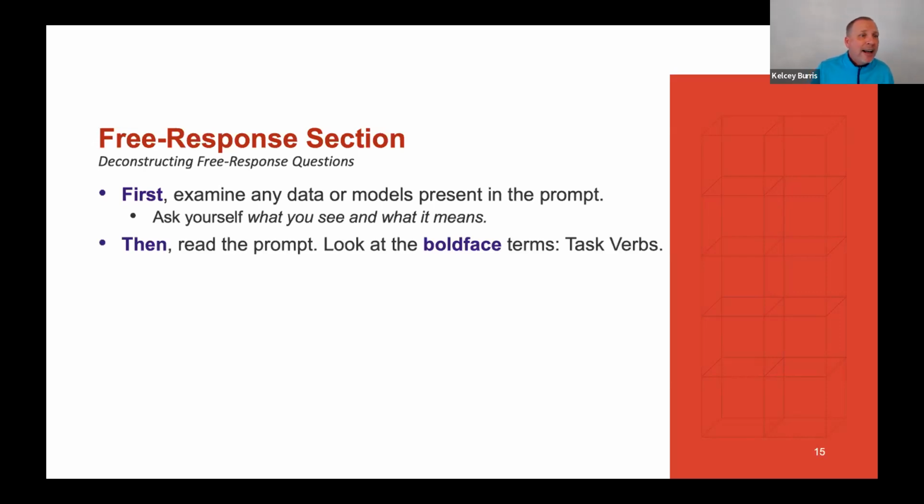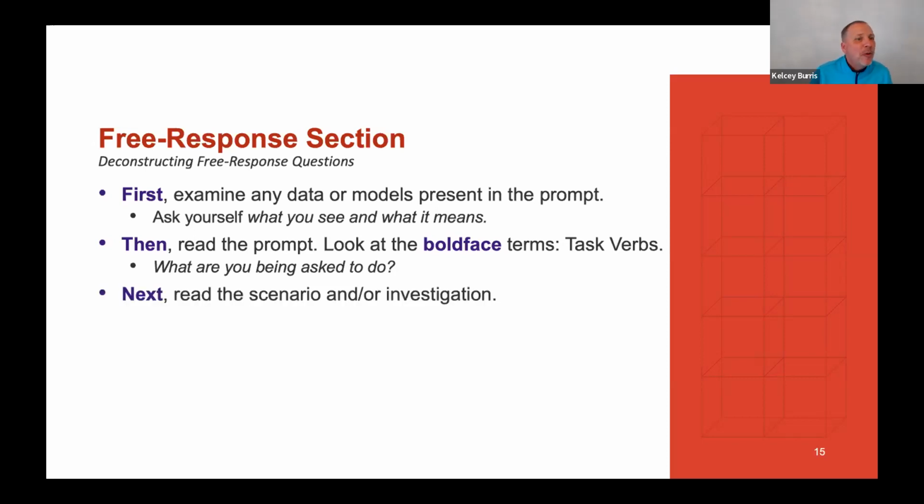Then we're going to ask you to read the prompt and look at the bold-faced terms. What are the task verbs, which we'll talk about a little bit later? And we're going to have you ask, what are you being asked to do? Are you being asked to define? Are you being asked to explain? What are you being asked to do?